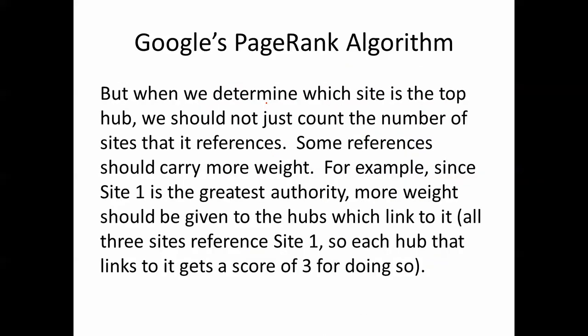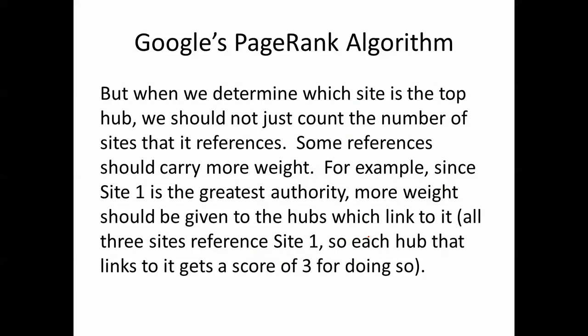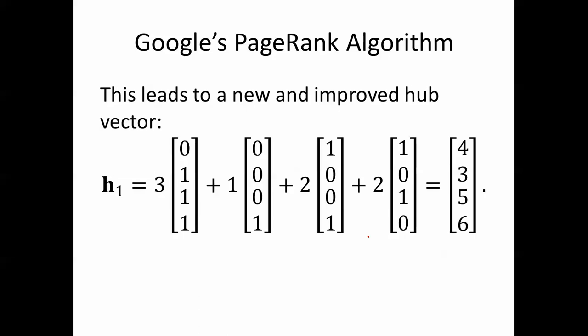But when we determine which site is the top hub, like we did a few minutes ago, we should not just count the number of sites that it references. Some references should carry more weight. For example, since site 1 is the greatest authority, look, 3 people cite it. Since site 1 is the greatest authority, more weight should be given to the hubs which link to it. All 3 sites reference site 1, so each hub that links to it gets a score of 3 for doing so. So this leads to a new and improved hub vector.